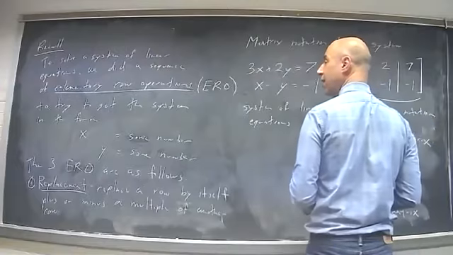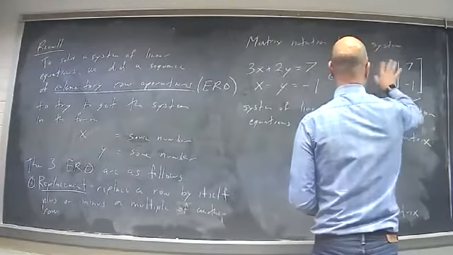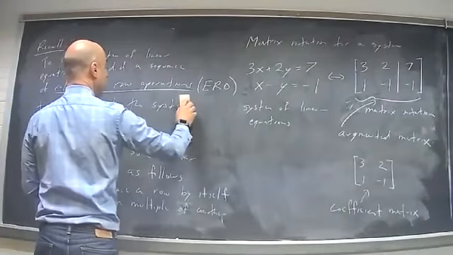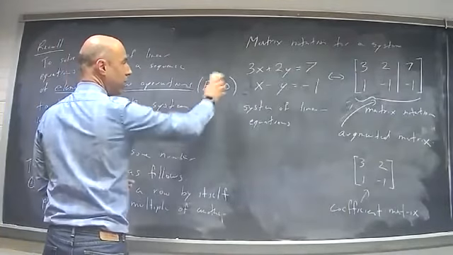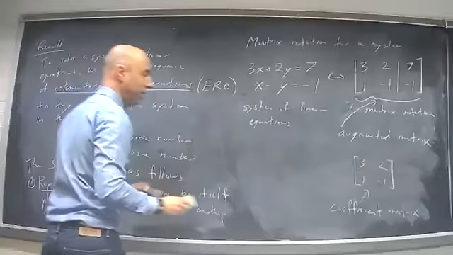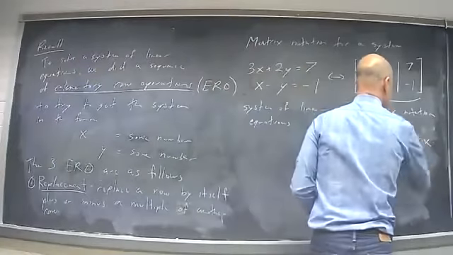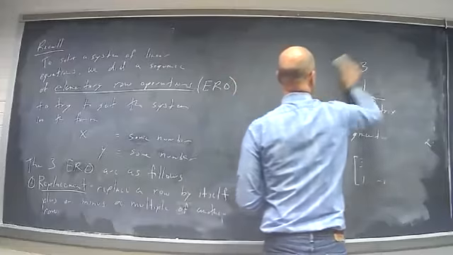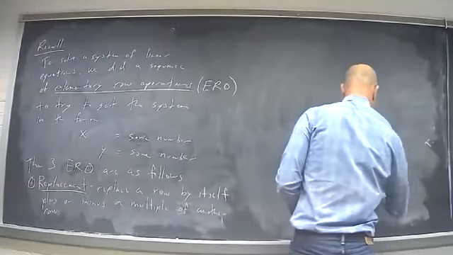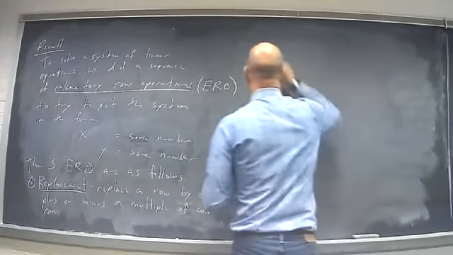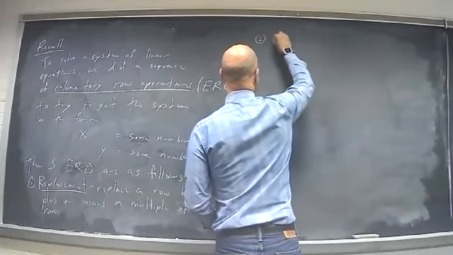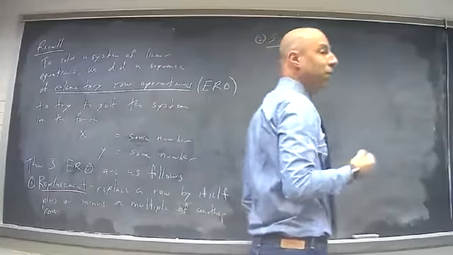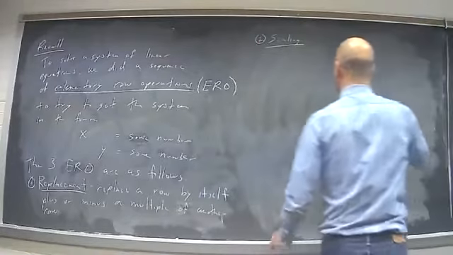Secondly, I'm going to recopy this over here because I'm going to need it. 3, 2, 7, 1, negative 1, negative 1. I can remember that. I'm going to call the second one scaling. Multiply a row by a non-zero number.